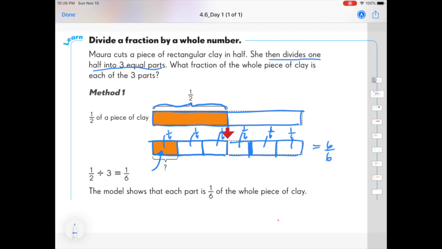So when we take a half and we divide it into 3 equal pieces, if we look at one of those pieces, it's going to be 1/6. So this model shows that each part is 1/6 of the whole piece of clay. So when Mara cuts the piece of rectangular clay in half, and then she further divides that into 3 equal parts, the fractional part of the clay would be 1/6.